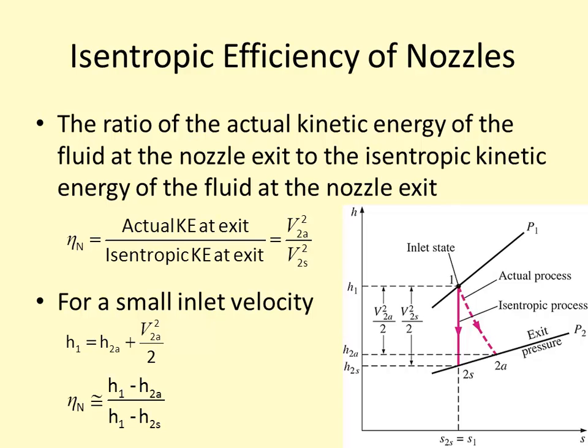We can do similar analysis with nozzles. This time we don't have any work input or output. We just have kinetic energy. So the isentropic efficiency of the nozzle is due to the velocity at the outlet, whether it be the actual velocity or the isentropic velocity. And if the inlet velocity is small, we can assume that it's 0. So H1 is equal to H2 actual plus V2 actual squared over 2. And then our nozzle isentropic efficiency is just this.